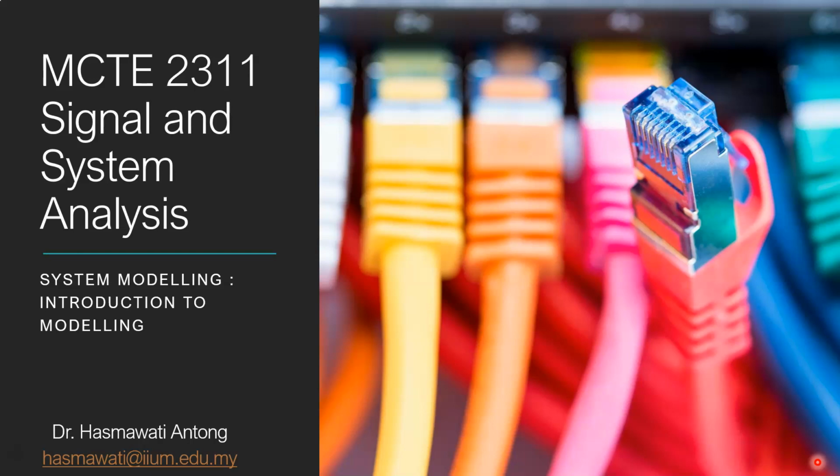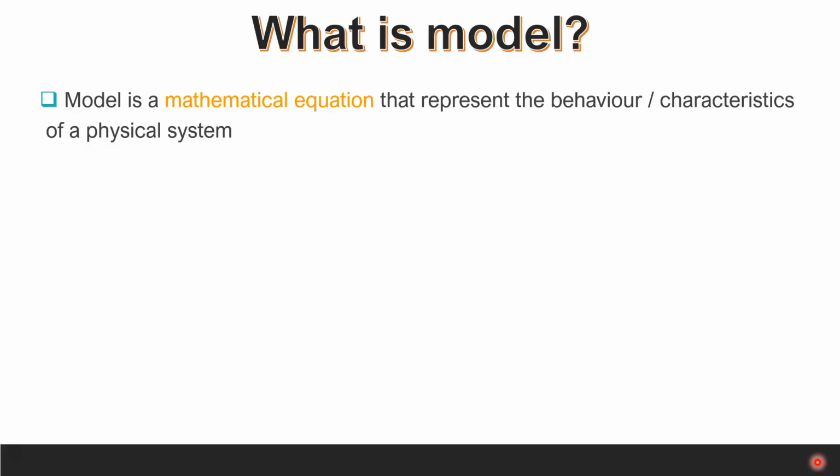In this video, I will talk about Introduction to Modeling. In the study of signal and system analysis, a model refers to a mathematical equation that represents the behavior or characteristic of a physical system, for example, an electrical system or a mechanical system.